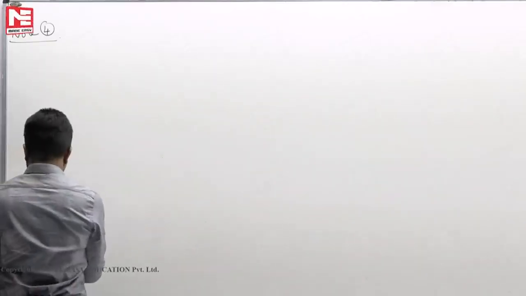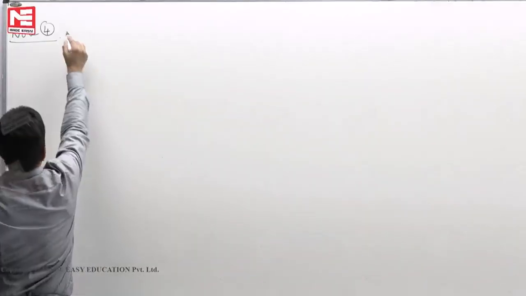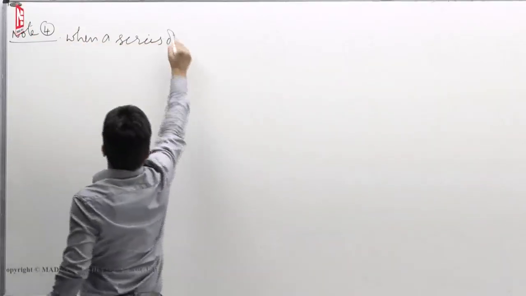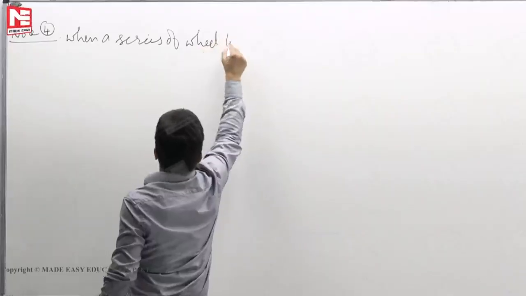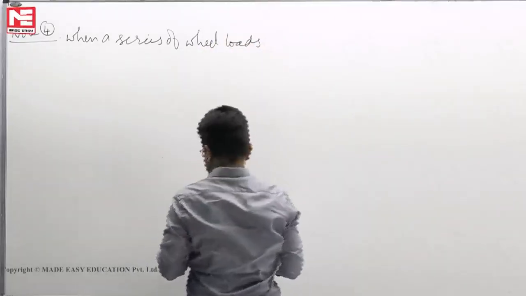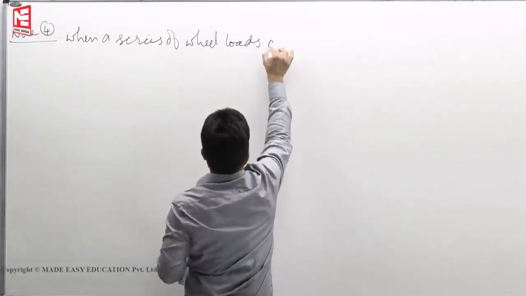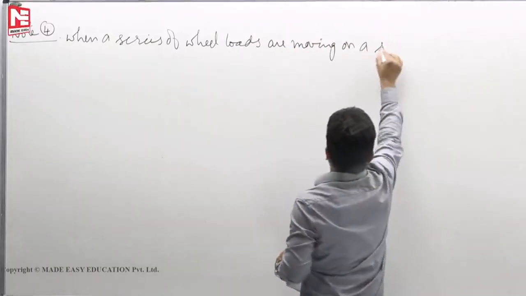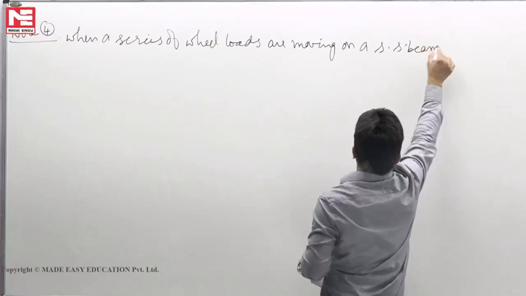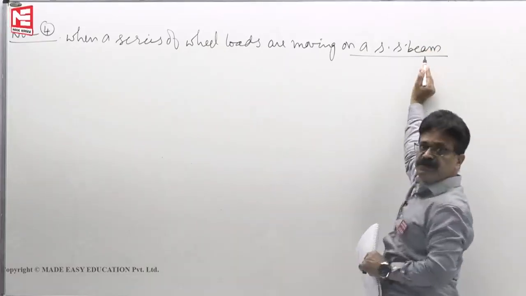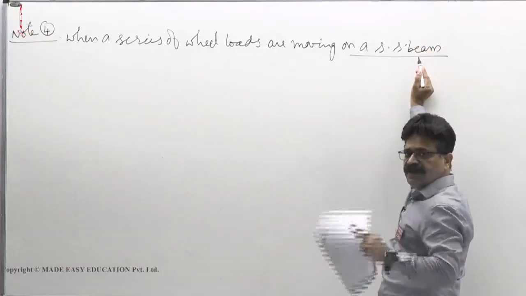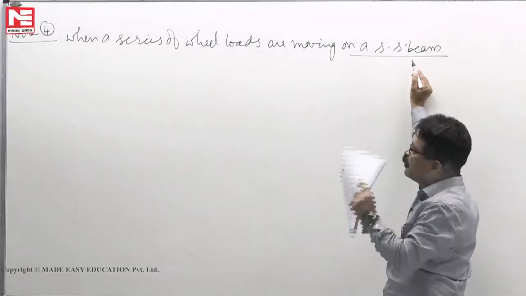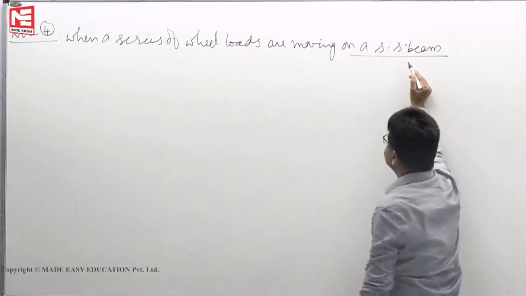Okay, note 4. When a series of wheel loads are moving on a simply supported beam. You see, we are discussing only simply supported beam cases till now. ILD for reaction, ILD for shear force, ILD for bending moment for simply supported beams. After this, we will see the cantilever beams also.